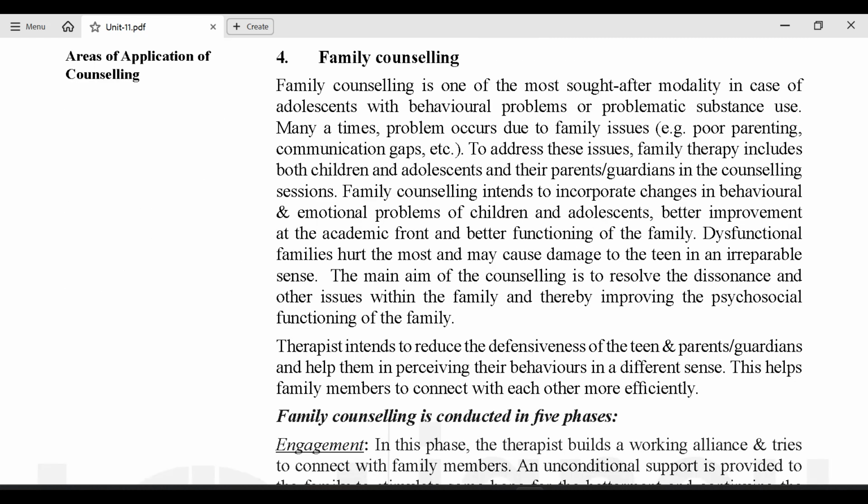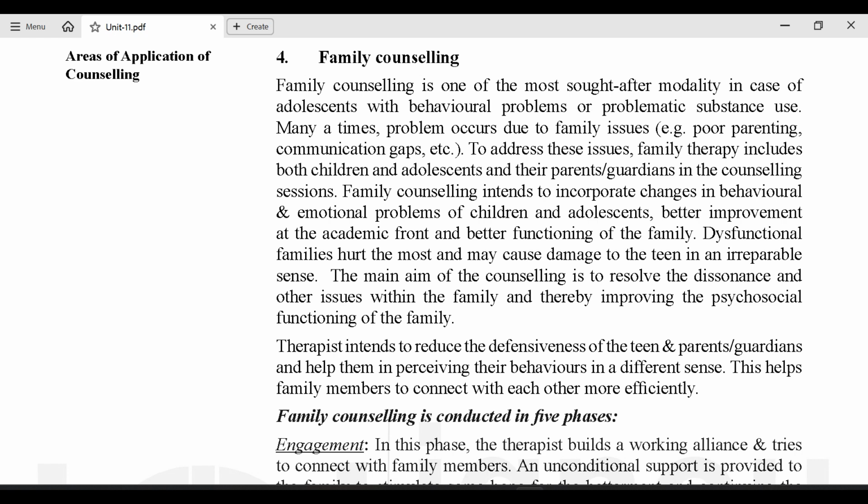4. Family counseling. Family counseling is one of the most sought-after modalities in case of adolescents with behavioral problems or problematic substance use. Many times, the problem occurs due to family issues, for example poor parenting, communication gaps, etc. To address these issues, family therapy includes both children and adolescents and their parents/guardians in the counseling sessions.